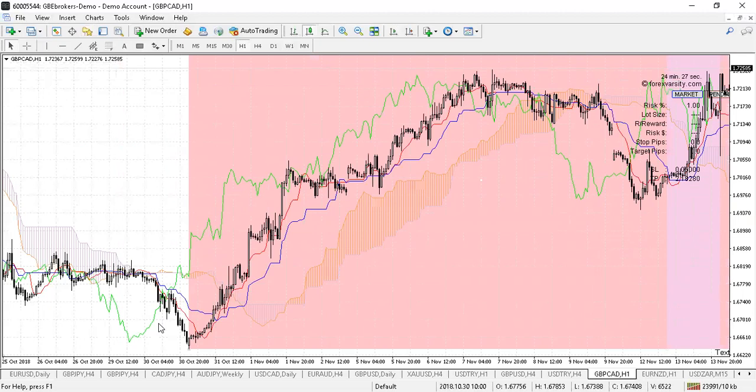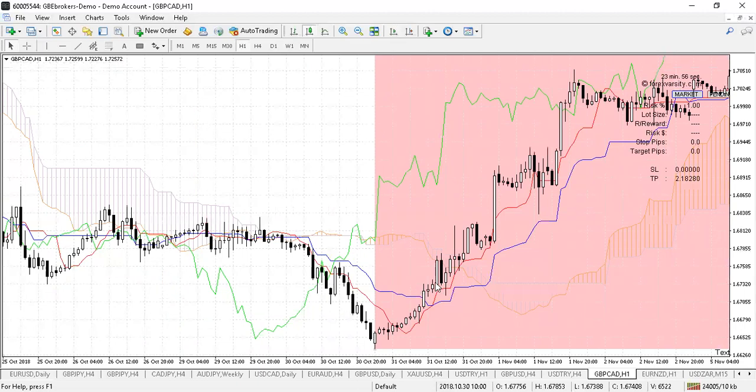First of all, you've got these red and blue lines. For a bullish signal, you want the red line to be above the blue line, and for a bearish signal, you want the red line to be below the blue line. That's the first thing that you would look at. And then you also want your market price to be above the cloud.